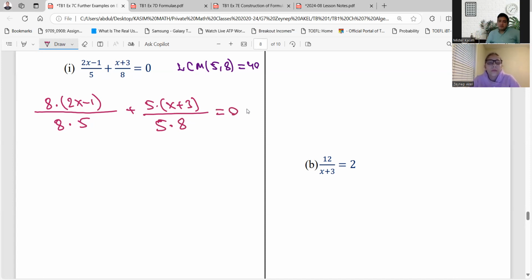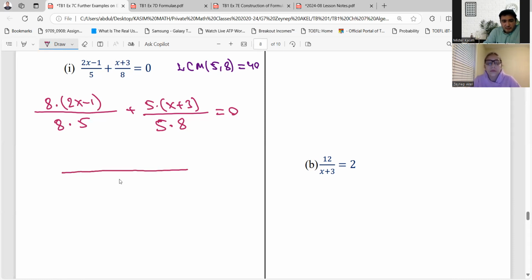If you multiply numerator and denominator, the value of the fraction does not change. The only difference here, Zainab, is that in the top we don't have a number, we have an algebraic expression. That's the difference only. But we know how to deal with algebraic expressions, right? Can I solve the top two? Yes. So 8 times 2, so 16x minus 8.